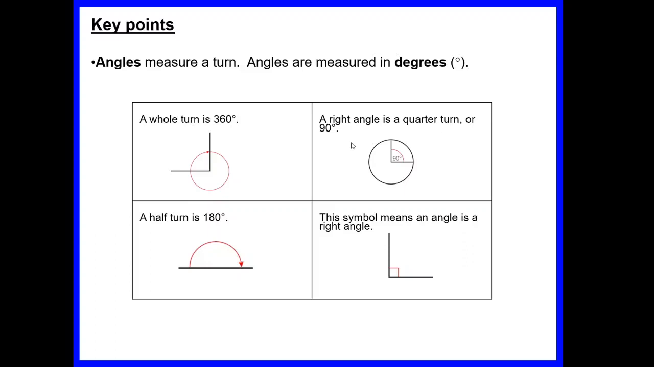A right angle is a quarter of a turn, or 90 degrees. And when we see this small square symbol in the corner, that tells us it's a right angle. So rather than, as in the diagram above, writing in 90 degrees, you will often see this small square to depict a 90-degree turn. If you need to, pause the video now and make a note of those key points.